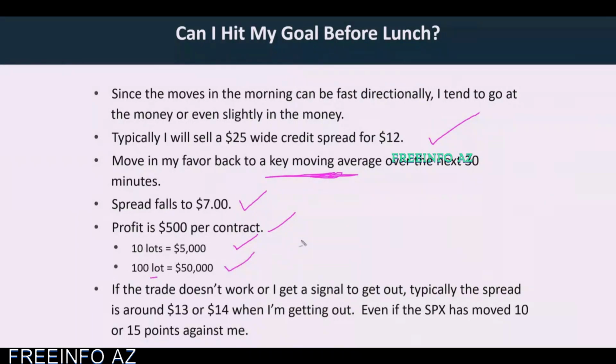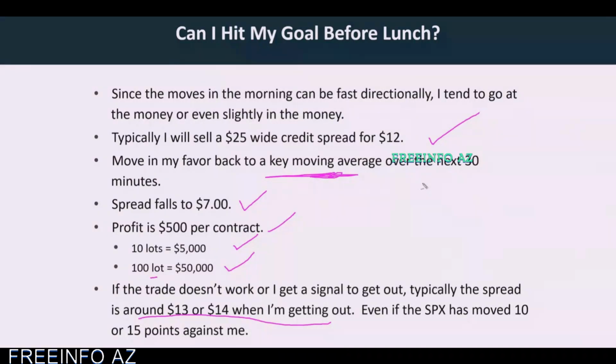If the trade doesn't work, or I get a signal to get out, typically the spread... and I get deer in the headlight syndrome. So you've got to take action, but you don't need to guess. It's like, oh, it's telling me to get out. Okay, great. I'm going to get out.